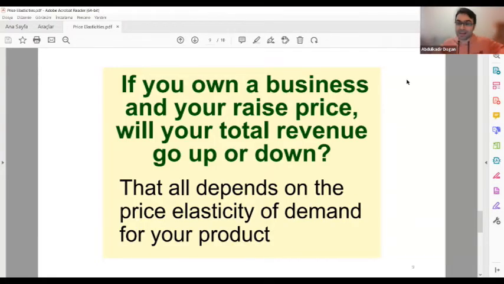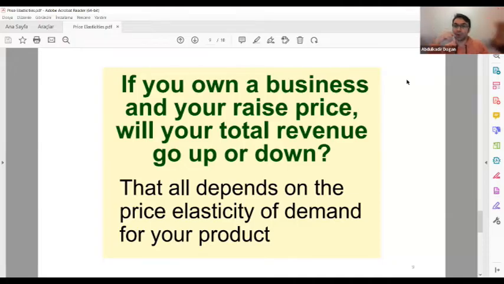Let's go step by step here. I have a product and its price is $10. If I'm selling 100 units, each unit at $10, what is my total revenue? It is 1,000, right? Because I'm selling 100 units at a price of 10.